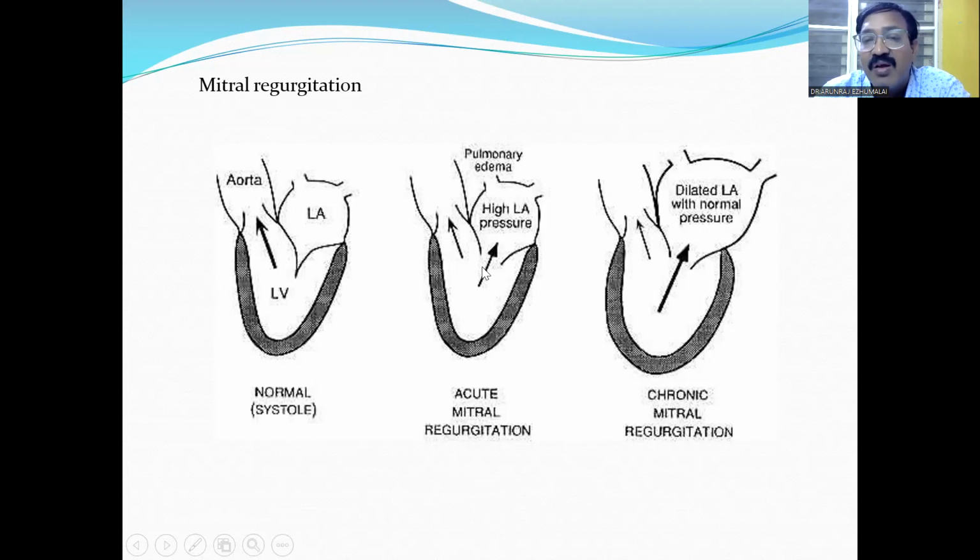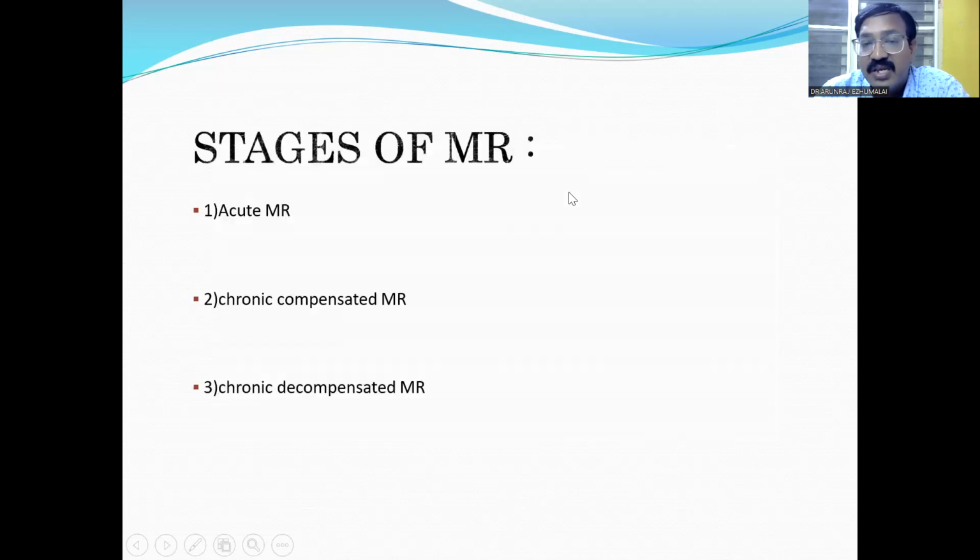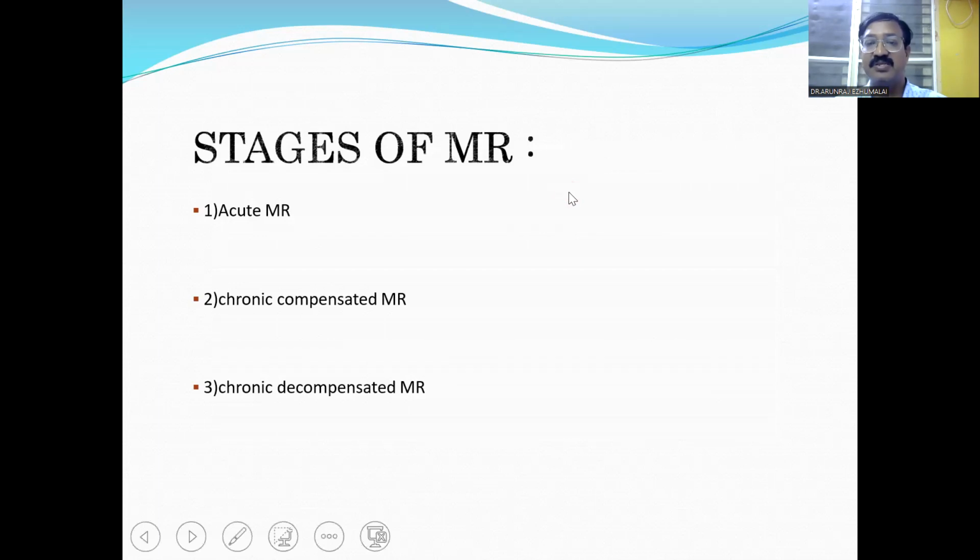But what happens in acute MR? Almost all the blood goes into the left atrium, which is not able to compensate for the increased blood volume. So the left atrial pressure is very high. This is transmitted back into the pulmonary venous pressure, increasing the pulmonary capillary wedge pressure, and pulmonary edema occurs. So the difference between acute and chronic is that in chronic MR the left ventricle enlarges and hypertrophies, and the left atrium is also dilated, so it copes with the extra volume of blood and dyspnea is not so much. In acute MR, the left atrial pressure is high and it immediately transmits all the pressure into the lungs, so pulmonary edema occurs. So the stages are acute MR, chronic compensated MR, and chronic decompensated MR. In the exam you can say the patient has chronic decompensated mitral regurgitation when the patient is symptomatic.